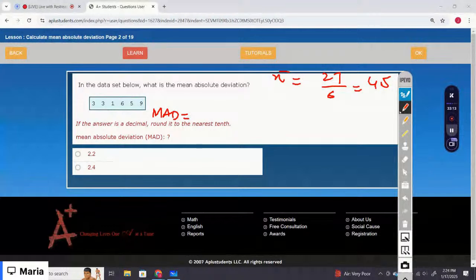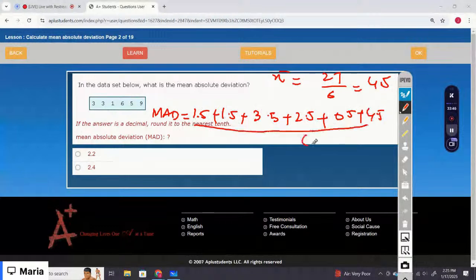Let's just subtract every value from the mean. 3 minus 4.5 is 1.5. Again, 3 minus 4.5 is 1.5. 1 minus 4.5 is 3.5. 6 minus 4.5 is 1.5. 5 minus 4.5 is 0.5. 9 minus 4.5 is 4.5.